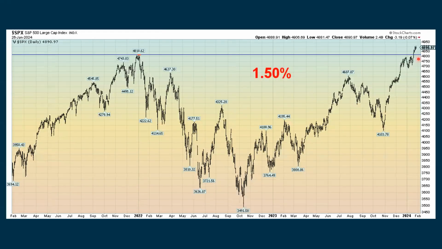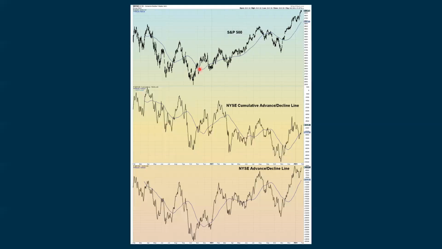This is a chart that I never show other than in this video. For a long time, I was trying to measure how far below we are from the all-time high. Well, since we're setting new all-time highs now, we're now 1.5% above the previous all-time high. This is just for information.